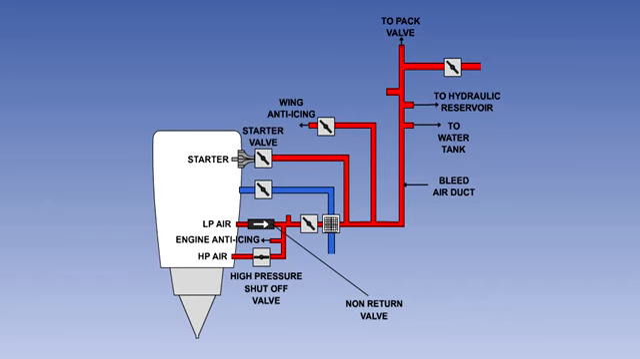When this valve is open, HP pressure will close the non-return valve, NRV, shutting off the LP supply. As the engine speeds up, the LP air pressure will increase until it closes the high-pressure shutoff valve, so that, in most stages of flight, bleed air will come from the LP stage.